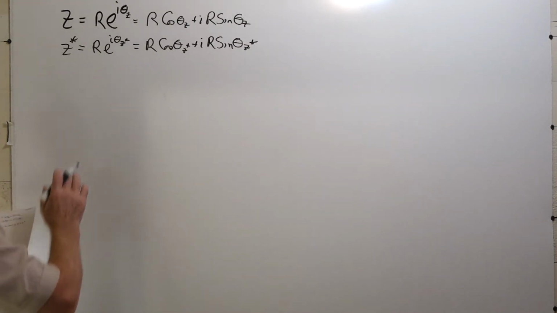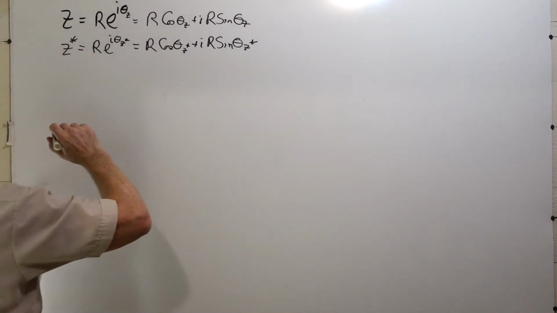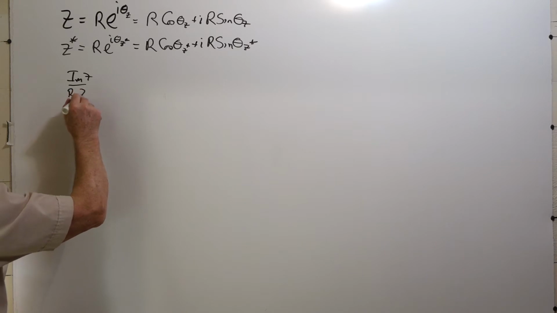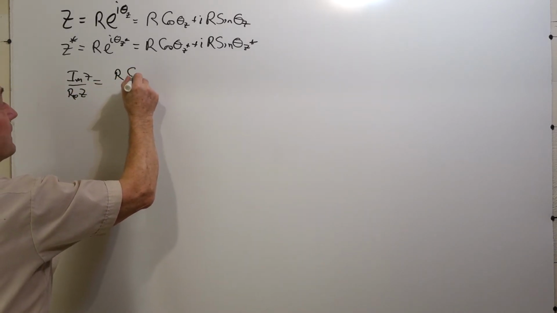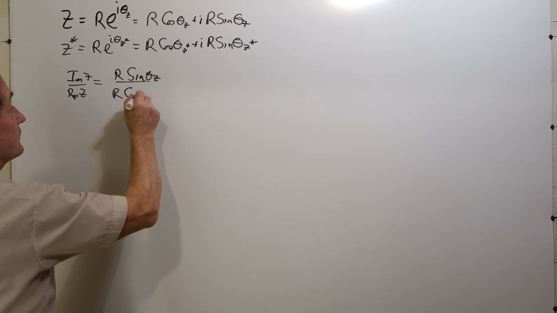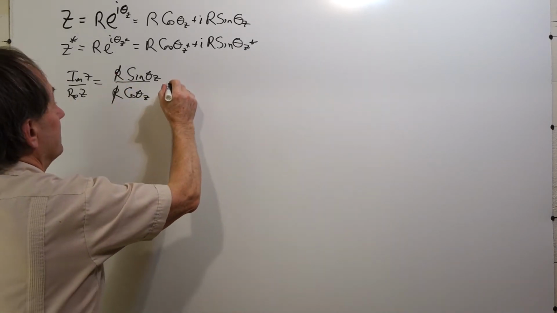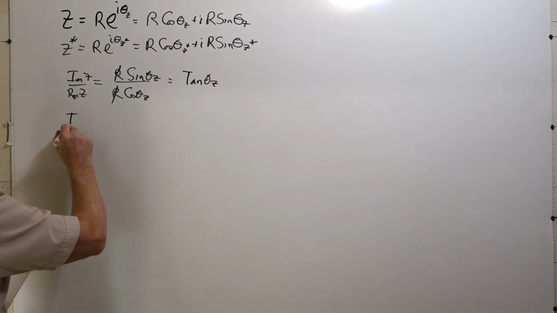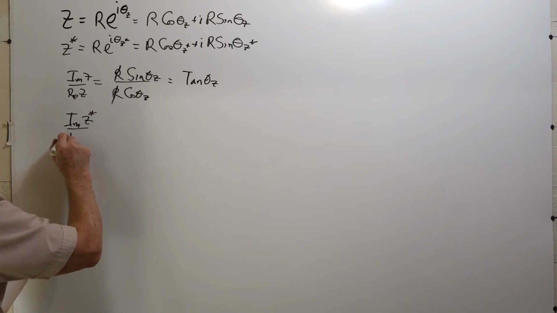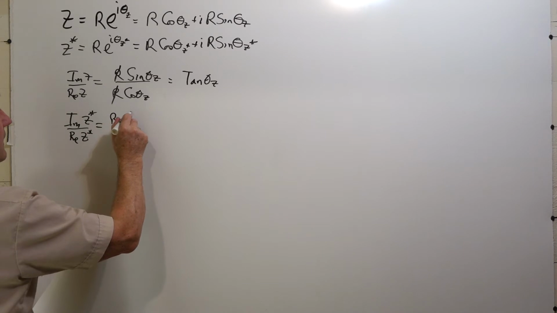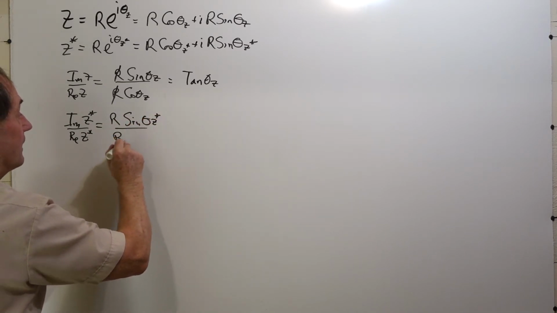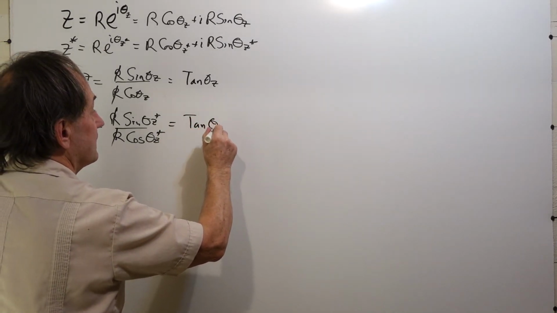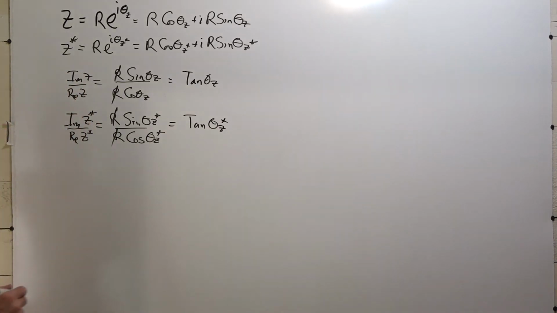Now, let's form a ratio between the imaginary and real parts for both the complex number z and its conjugate. In the complex number z, the imaginary part of z over the real part of z is just r sine theta z over r cosine theta z. The r's cancel, and this sine divided by cosine is the tangent function. So this is the tangent of theta z. Now, the imaginary part of z conjugate over the real part of z conjugate is r times the sine of theta z conjugate over r cosine theta z conjugate. Again, the r's cancel, and sine over cosine is the tangent of the angle theta z conjugate.